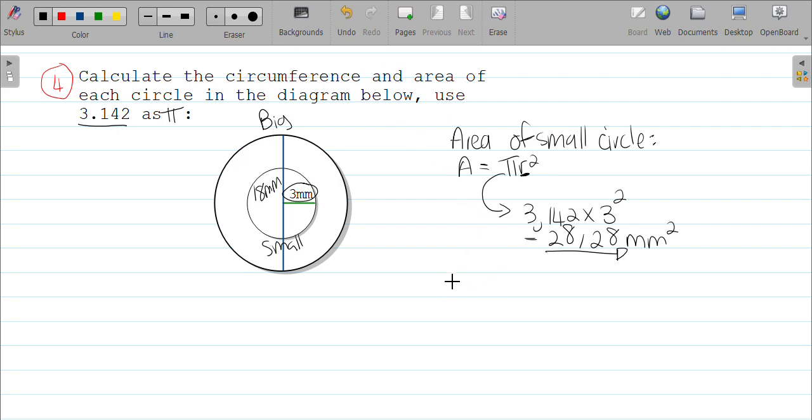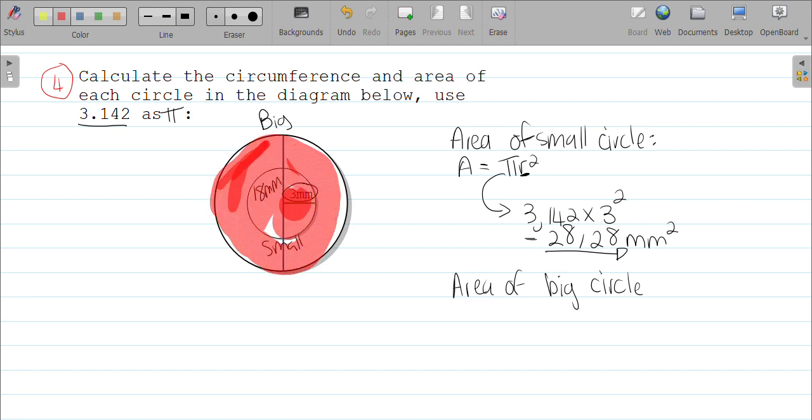Okay, guys, now let's calculate the area of the big circle. But remember, guys, if we are going to calculate the area of the bigger circle, I guess we can interpret it in two ways. Let's have a little conversation about that. Either we can calculate the area of the big circle, let me just make it a bit bigger here, like this whole thing over here is the big circle.